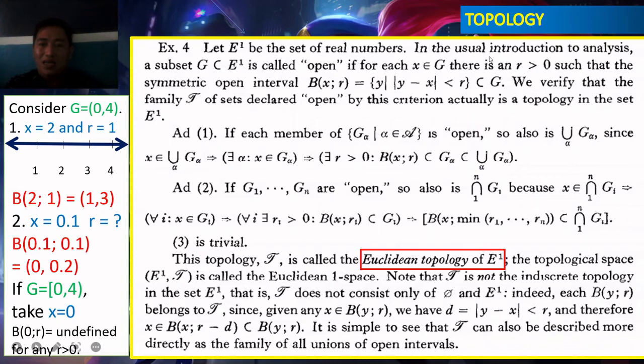In the usual introduction to analysis, a subset G of E1 is called open if for each x in G, there is an r greater than 0 such that the symmetric open interval B(x, r), which is the set of y such that the absolute value of y minus x is less than r, is a subset of G. We verify that the family tau of sets declared open by this criterion is actually a topology on the set E1.